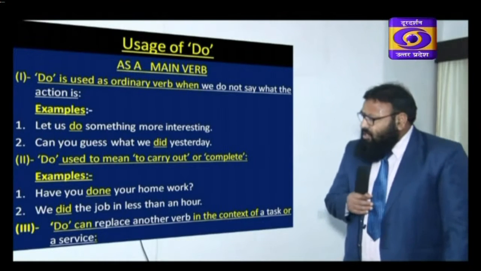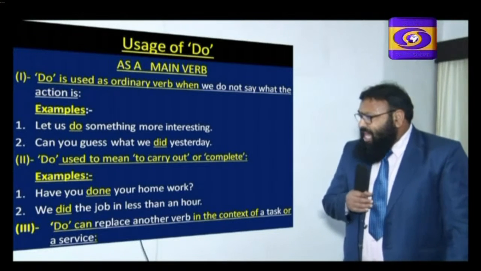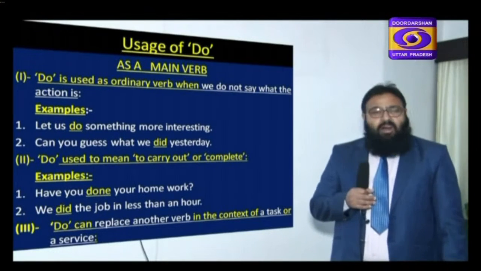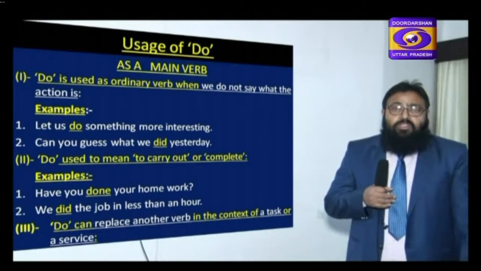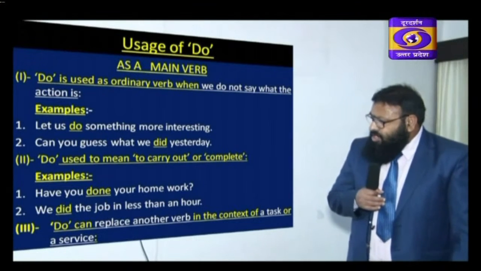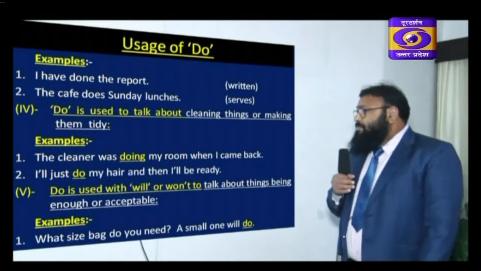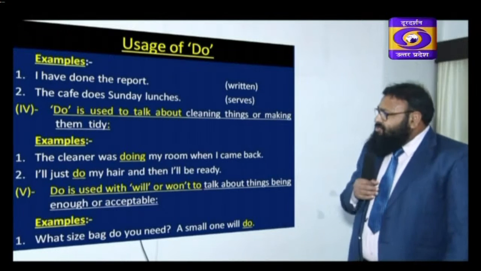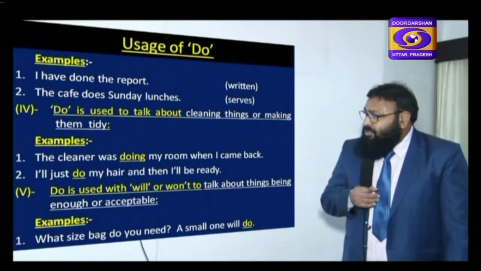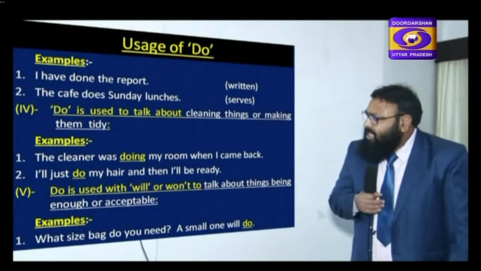Now, dear children, the third usage of do as a main verb is that do can replace another verb in the context of a task or a service. When we're talking of a task or a service, of course, it can replace another verb. Examples are, I have done the report. So instead of saying I have written the report, I prefer saying I have done the report. The done is replacing the main verb written here.